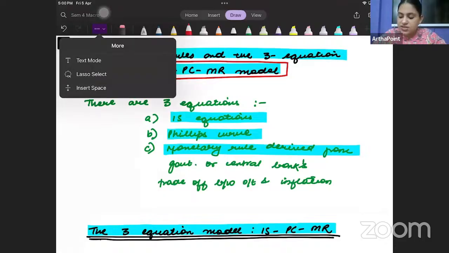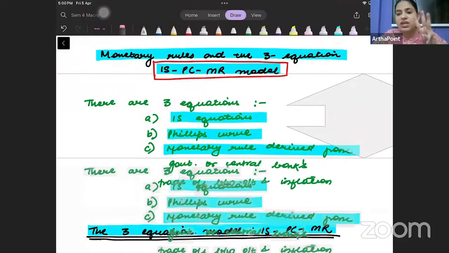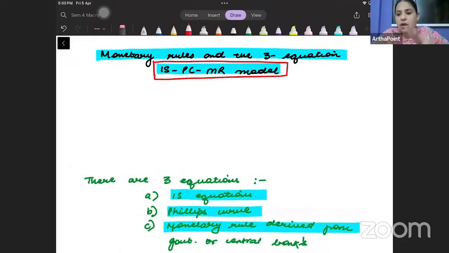But try to understand this thing. In this model, we have three equations. It's also called the three equation model. इसको three equation model भी बोला जाता है. It has three equations in it.